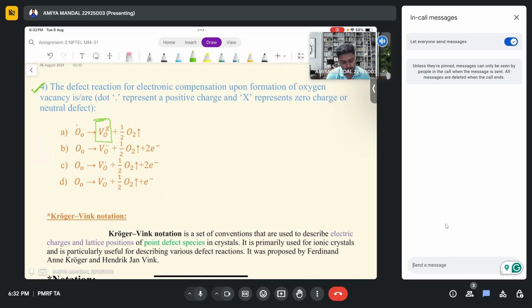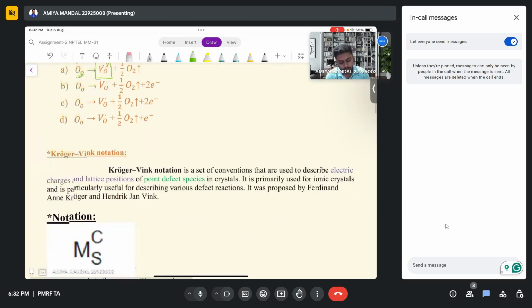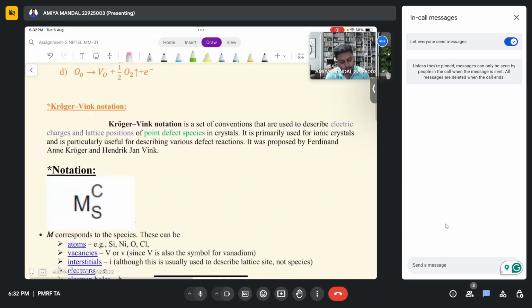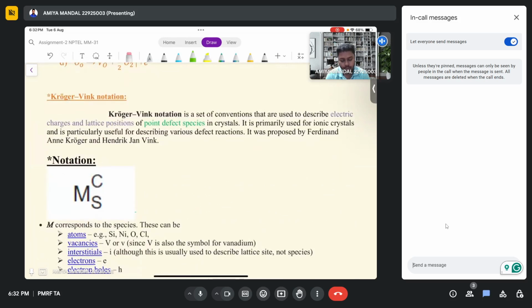This is the position of oxygen. O, oxygen is present at its oxygen site. This signifies the site position. And this is the oxygen vacancy. V means oxygen vacancy. A dot represents the positive charge and a cross represents zero charge or a neutral defect. We can answer this question by knowing the Kroger-Vink notation.